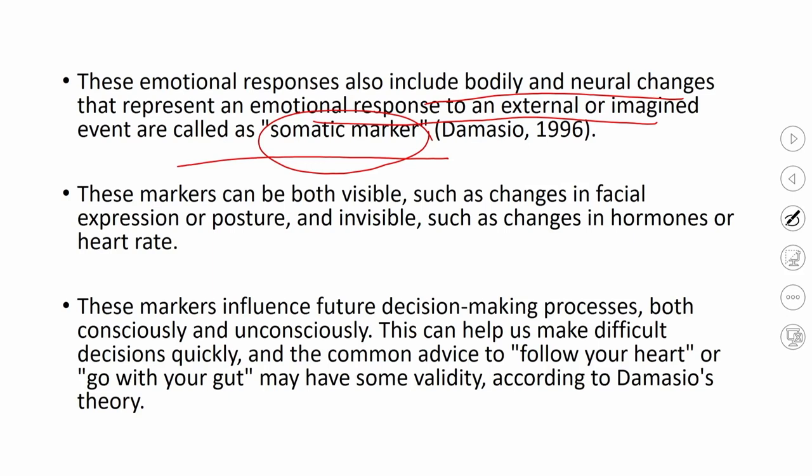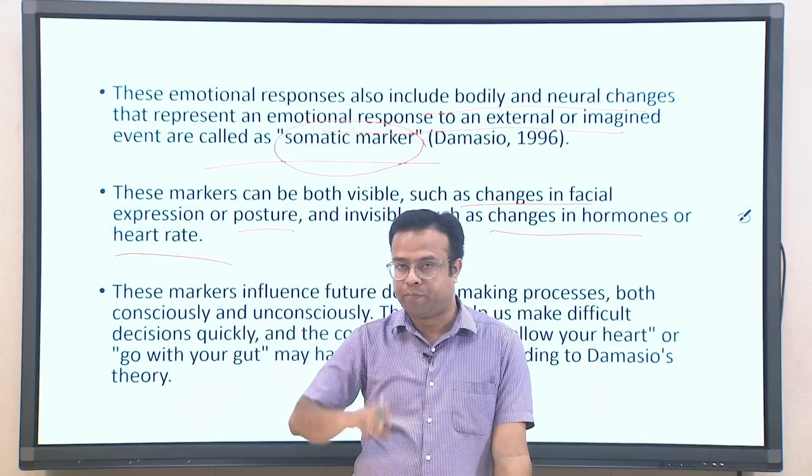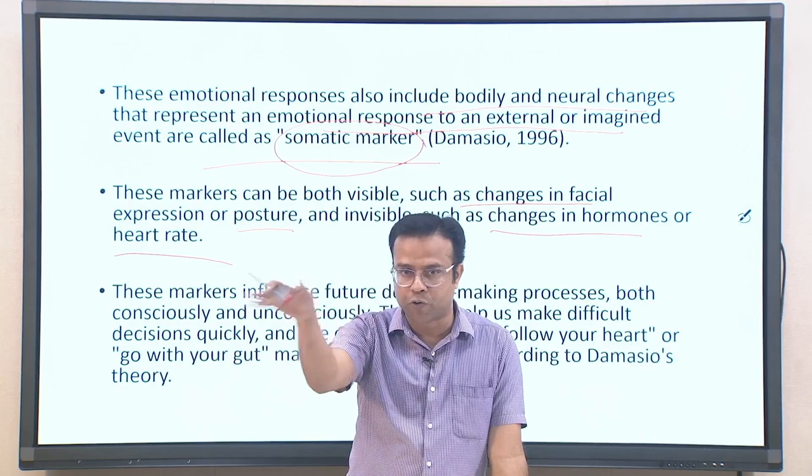These markers can be very visible in terms of changes in facial expression or posture. Whenever we experience some emotions, facial expression changes and some bodily changes can happen, which can be very much visible from outside. Or sometimes aspects of somatic markers can be invisible, such as changes in the hormones and heart rate, which may not be apparently visible from outside. So, these somatic markers influence our future decision making process, both consciously and unconsciously. This can help us make difficult decisions quickly based on the emotions generated according to the outcomes.